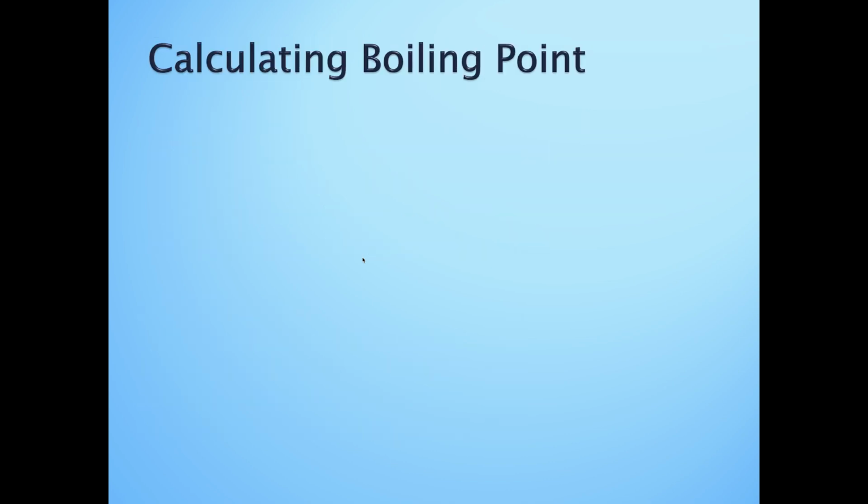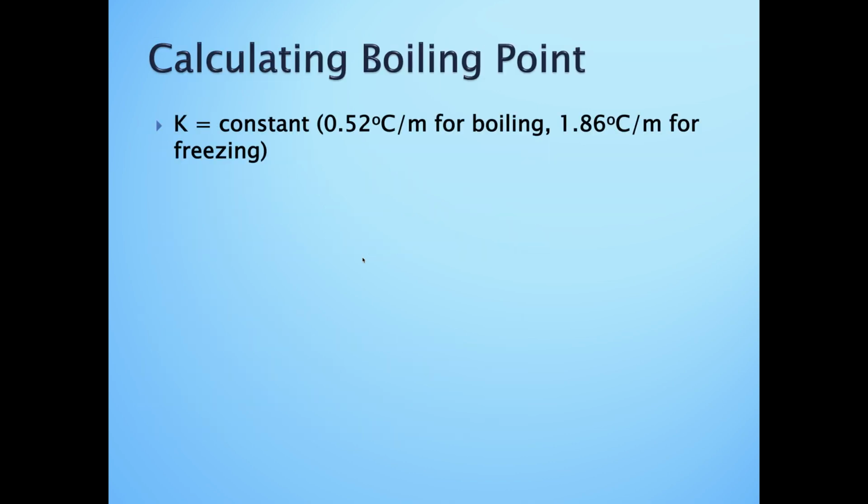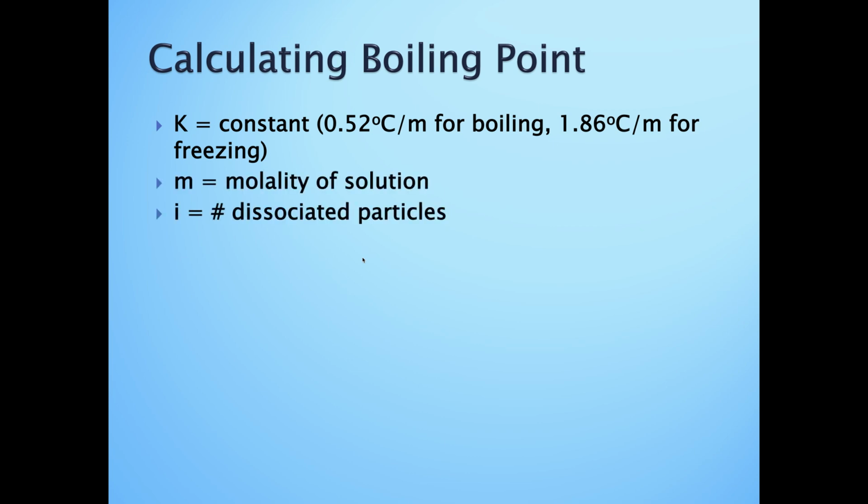Now, let's actually calculate this. Remember, the boiling point rises by 0.52 degrees Celsius per mole of dissolved particles, whereas the freezing point decreases by 1.86 degrees Celsius per mole of dissolved particles. M will be the molality of the solution. I will be how many particles it breaks up into. For non-electrolytes, it will be 1. For the rest of them, it will be however many ions it breaks up into.